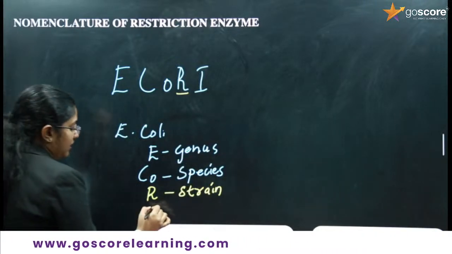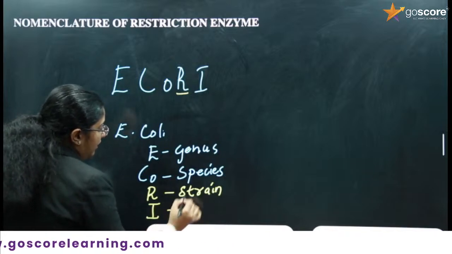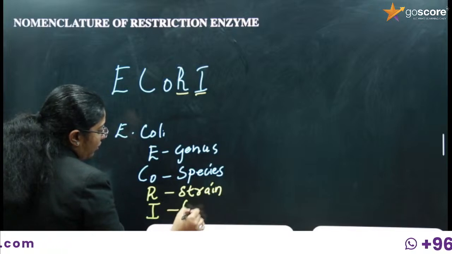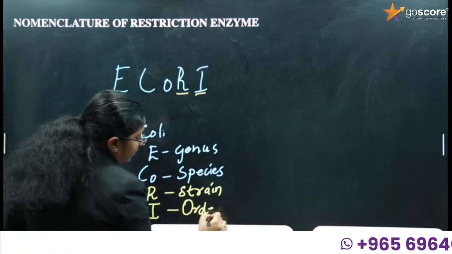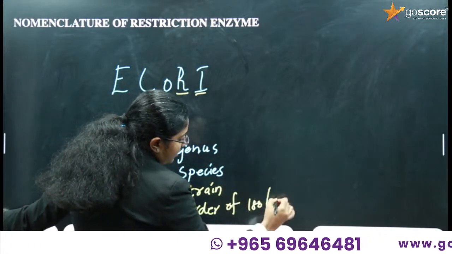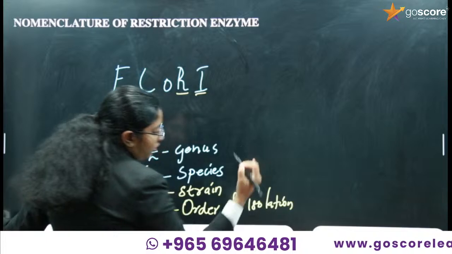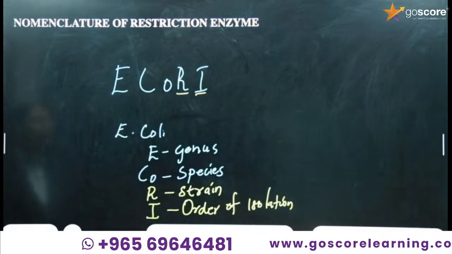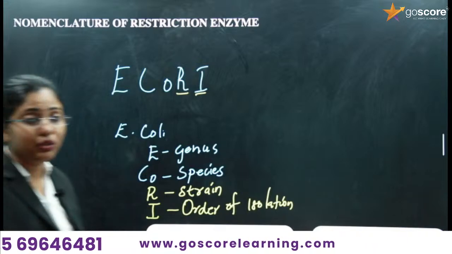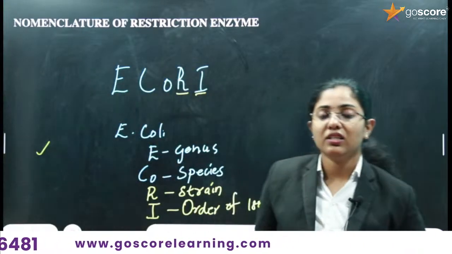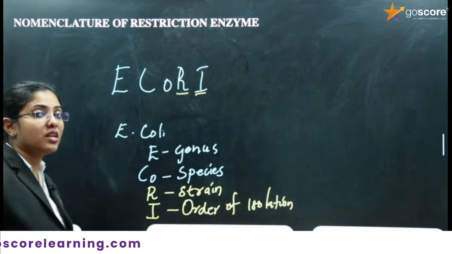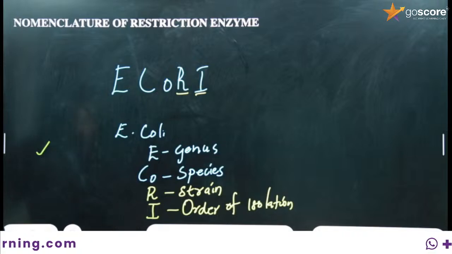Then the last one, here the I is given, right? So this one represents the order of isolation. Okay, the order of isolation. It is also very important. You have to study the examples with EcoRI, HindII. It does not mean how much it is isolated or that the first one is isolated. It just represents the order of isolation.